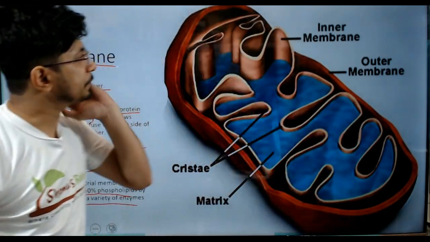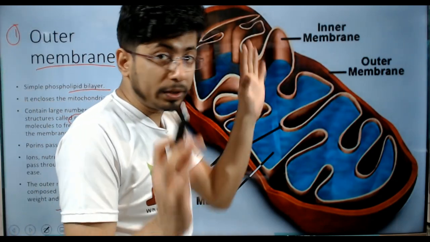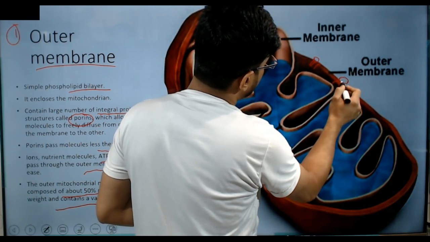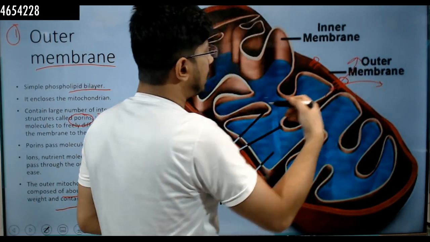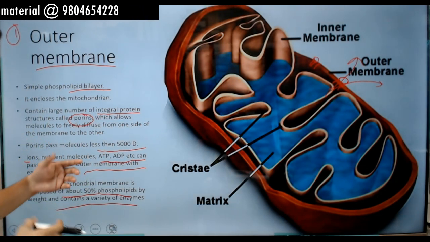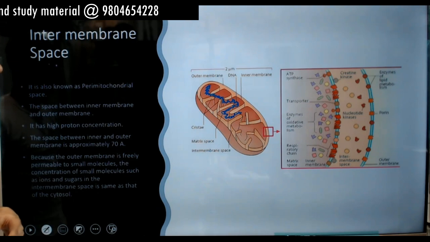Okay, see this picture. This is the outer membrane. The porins are not drawn here. The porins are present here, and here the porins are present. So things can go in and out of the porins quite easily without any problem. Remember we talked about ions, nutrients, ATP, ADP can easily go in and out.